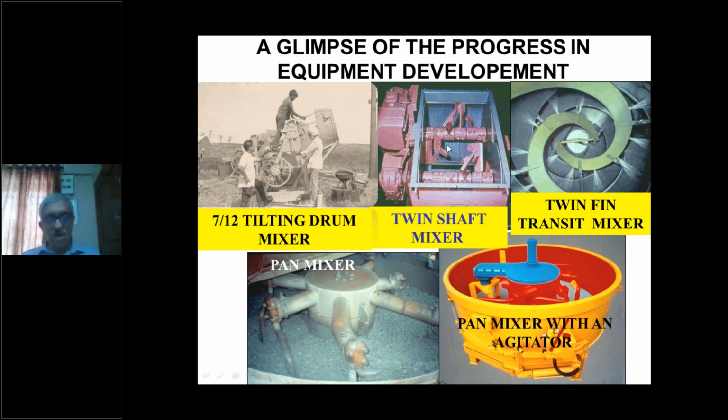Now, if you notice here, there are paddles on both the sides, on the shaft. So very efficiently it mixes. These days, most of the Readymix plants have got twin shaft mixers. In the earlier days, we had a pan mixer, which had different angles of blades inside, which can be replaced if they get worn out, etc.